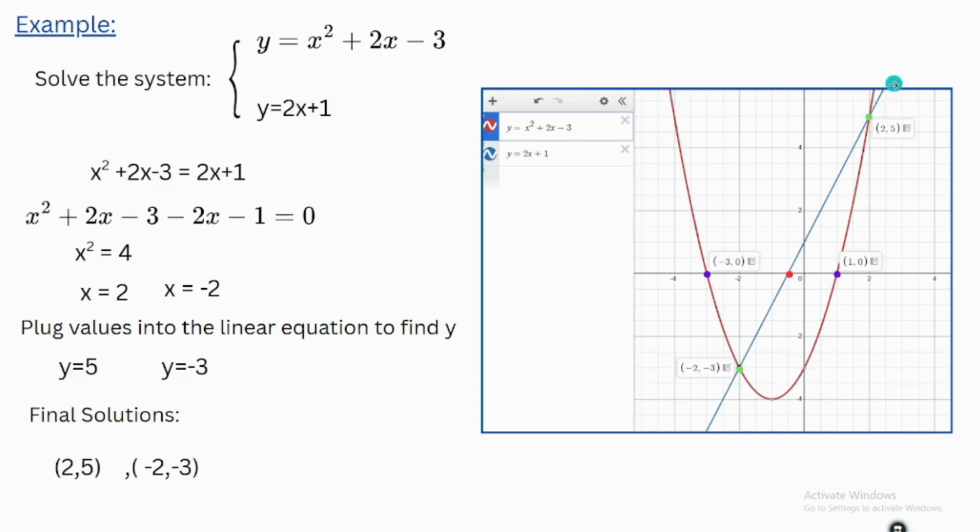The solution of the system is the intersection point between the straight line and the parabola. The solution of the quadratic equation is the intersect between the parabola and the x-axis.